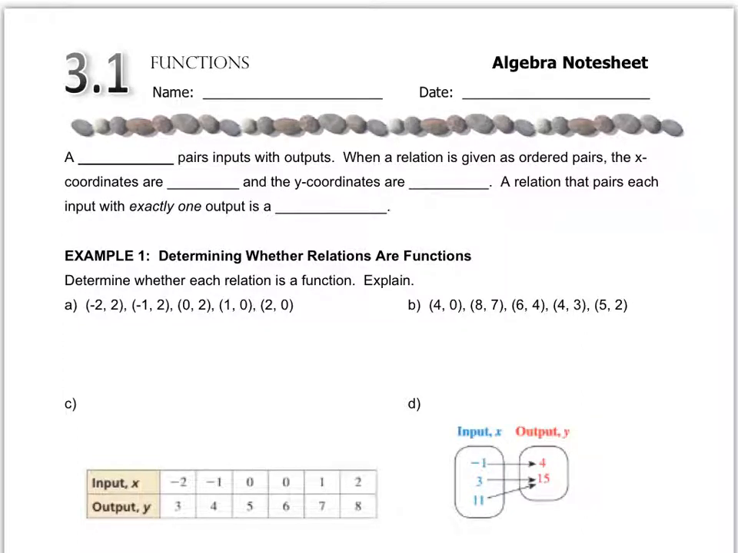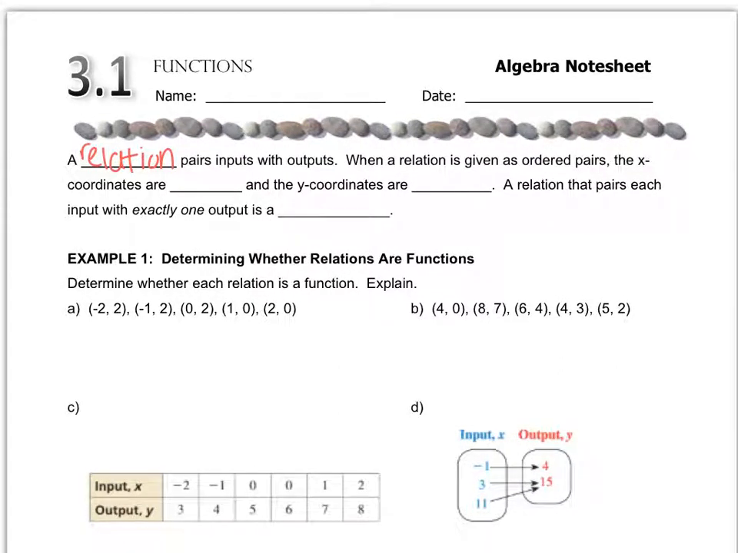In this chapter, we learn about things called functions, and we look at some things called linear functions later on. But right now, this lesson just introduces you to functions. The first thing we need to know about functions is something called a relation. A relation pairs inputs with outputs, like x values and y values, kind of like a graph.